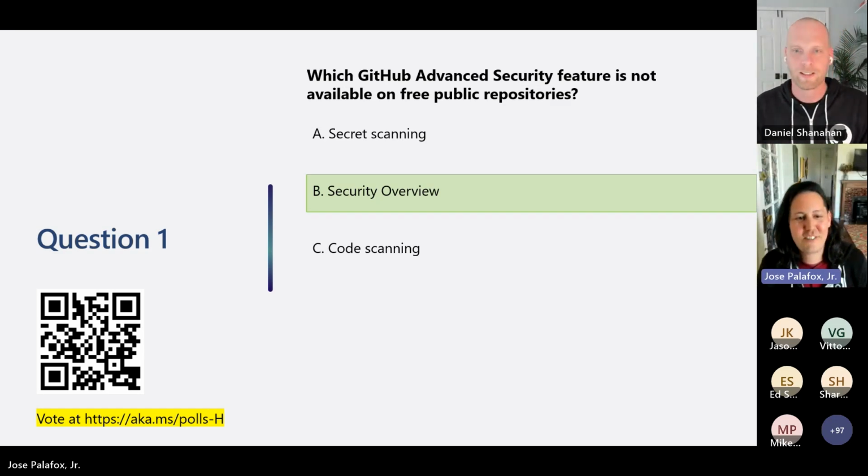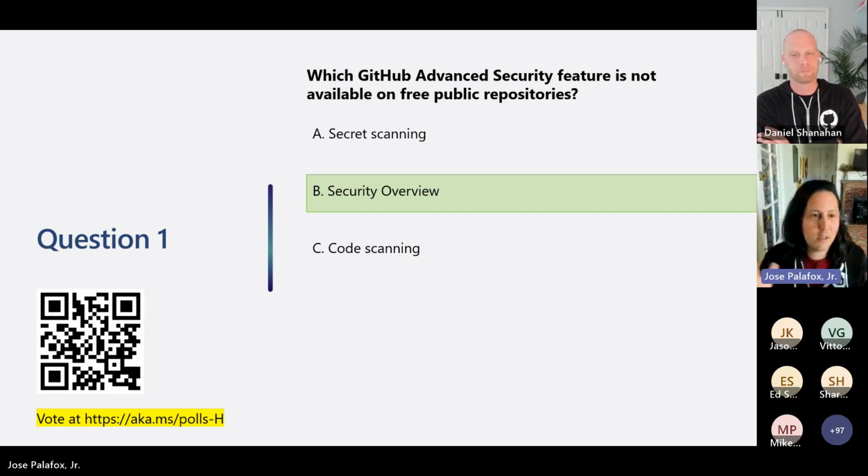Which GitHub Advanced Security feature is not available on public repositories? This was during my long spiel right at the beginning. You can scan the QR code. You can just think about it. You can paste it into the Q&A. You can say it out loud to yourself.